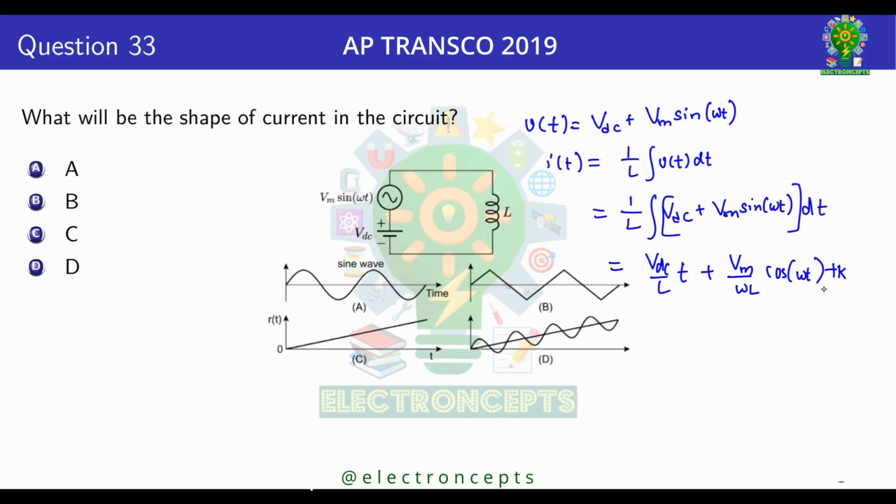plus some constant k. By observing this equation, we can say that the current in the circuit has two terms: a ramp term VDC by L into t, and Vm by omega L into cos omega t. This is a sinusoidal function. We need to select the option which has both ramp and sinusoidal waveforms, which is option D. Therefore, option D is correct.